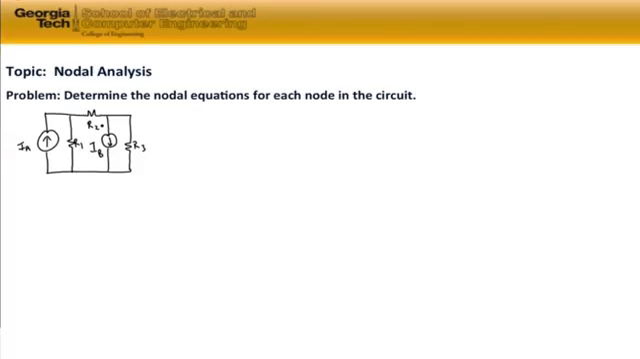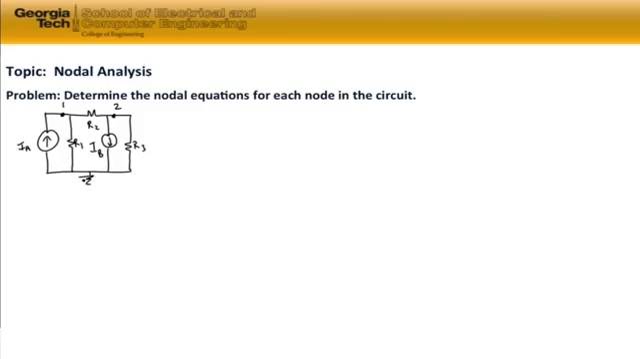And we know that we have a node at the upper left-hand side of the circuit. We'll call it node 1. We have a node at the upper right-hand side of the circuit. We'll call it node 2. We also have the ground node at the bottom, which we know is at 0 volts associated with the circuit. So we have node 1, node 2, and the ground node at 0 volts.